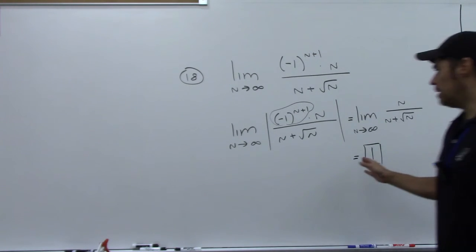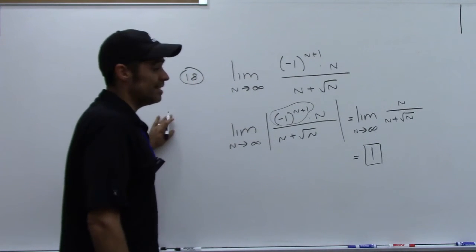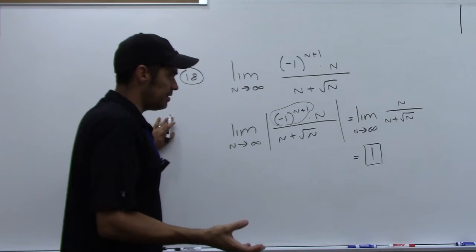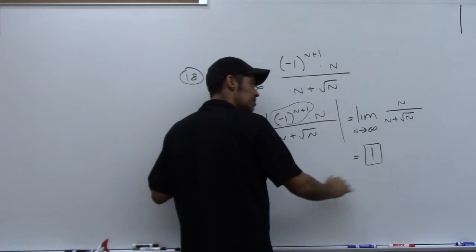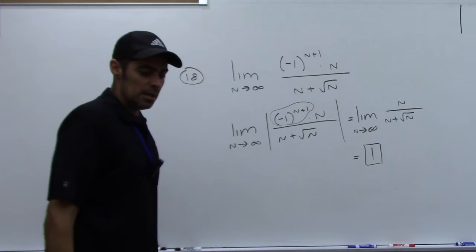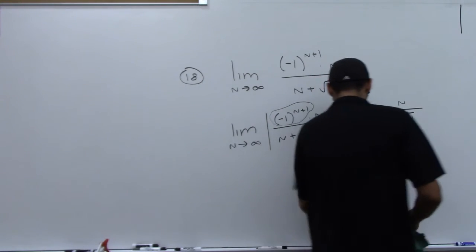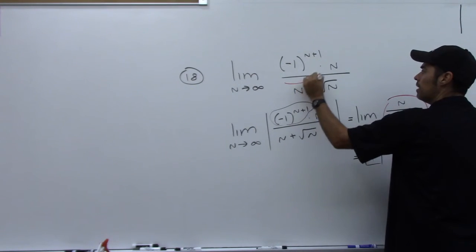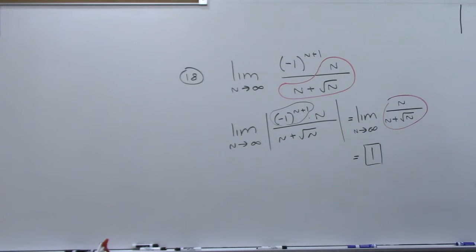Does that mean that this converges to 1? It absolutely does not mean that, because the theorem said that it had to go to 0. If the absolute value goes to 0, then that goes to 0. But if it goes somewhere other than 0, then it doesn't work. So what we know is this: this piece right here, which really is constituted by this piece, is headed to 1.